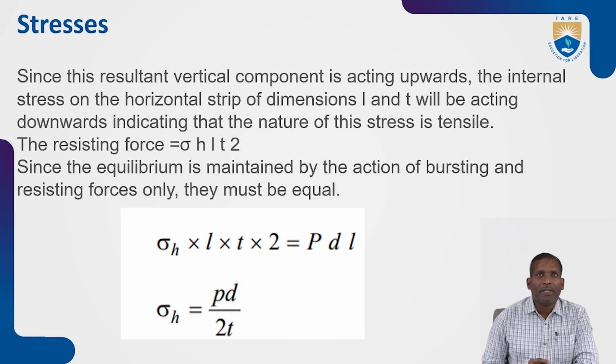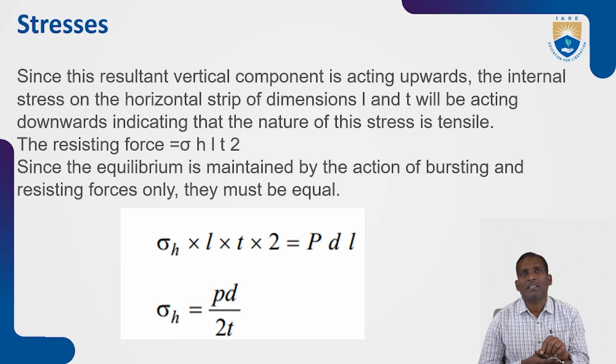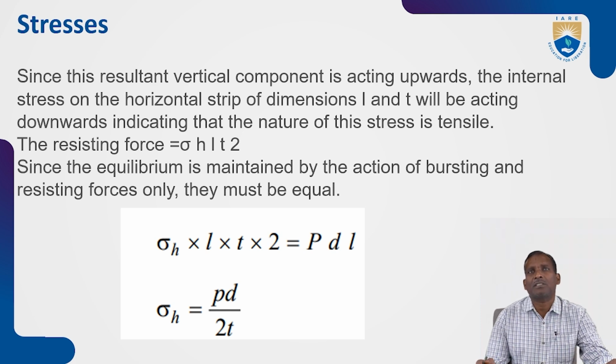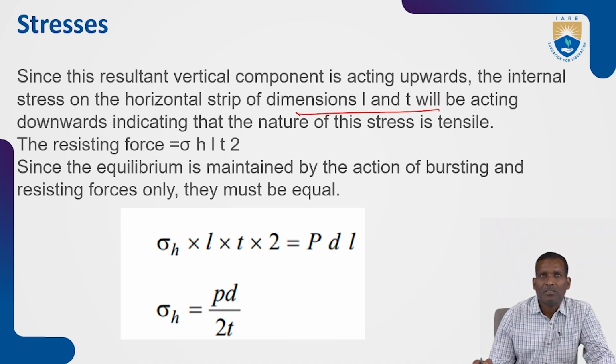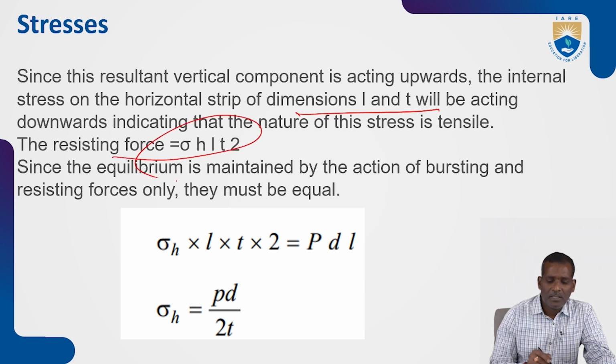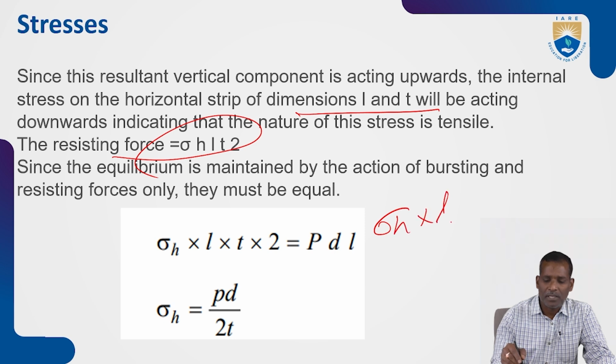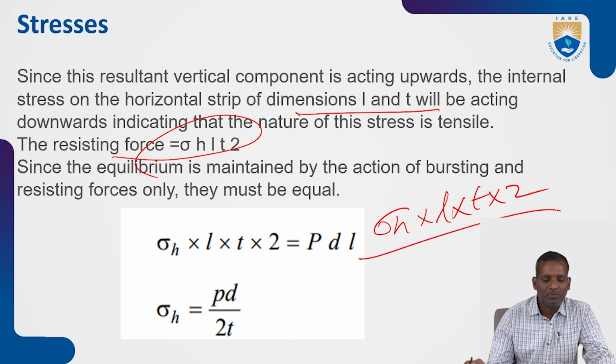So the resultant vertical component is acting upwards, and the internal stress on the horizontal strip of dimensions L and t will be acting down. So the nature of the stresses is tensile, and the resisting force is sigma h into L into t into 2, that is, 2 times the thickness into L into sigma. This is stress into area. So that's the resisting force.